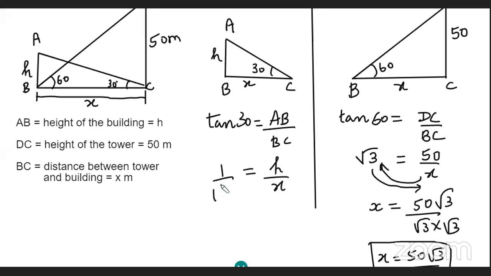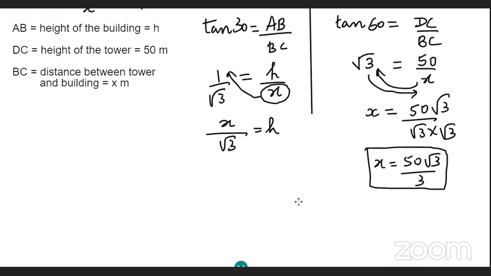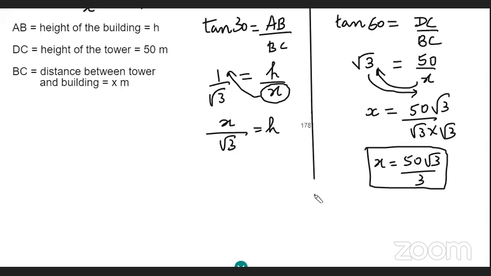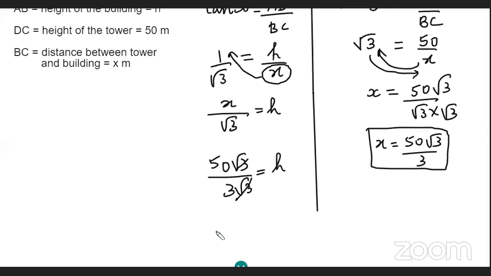So I'm going to write the x, not here. First I'll shift it to the left and then I'll put the x. So x upon root 3 equals h. What is the value of x? 50 root 3 upon 3. So when I do this, it's going to be 50 root 3 upon 3 multiplied by 3, because that root 3 will also be in the denominator along with 3. So root 3 goes. If you want to divide and find the measurement in decimal, you can.